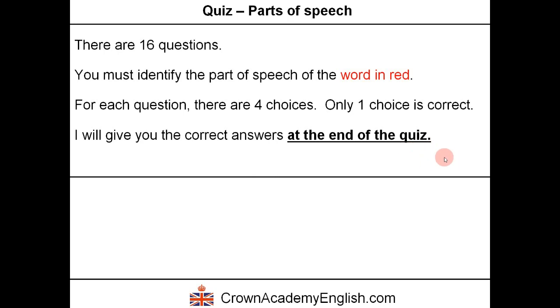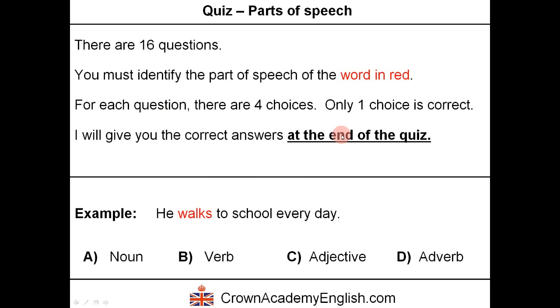Okay, so let me give you an example. So this is what each question will look like. There is a sentence, and in the sentence, one word is in red. So I want you to identify this word. What type of word is it? So walks, is it a noun, verb, adjective, or adverb? So I'm going to give you 2 seconds. So the answer is, well, this is quite easy. It's a verb, okay? It's a verb because this is an action. A very simple action. Okay, so that's the quiz.